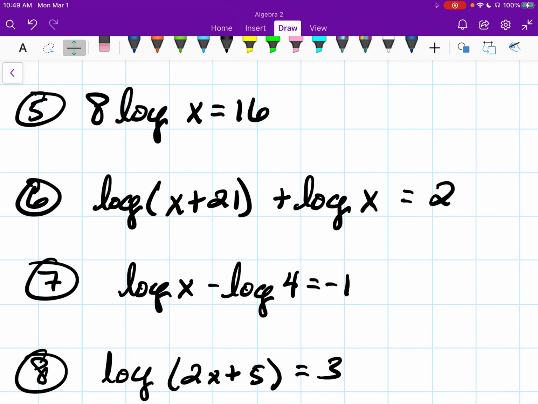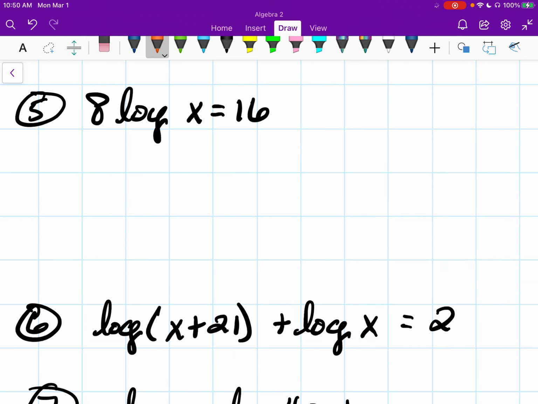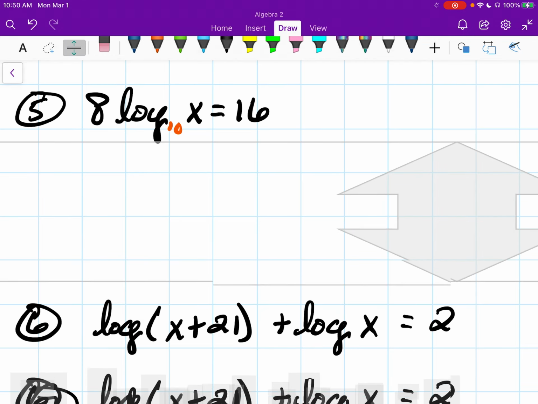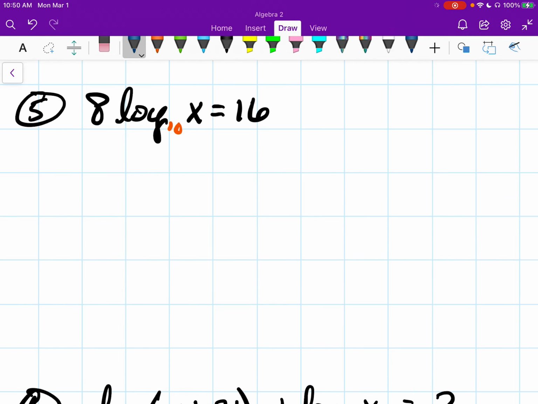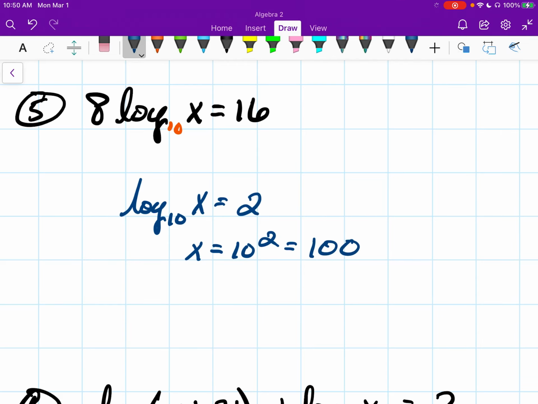Number 5. So we have 8 log base 10 of x equals 16. I'm going to divide by 8 on both sides to get my log by itself. So I divide by 8 and I get log base 10 of x is, well, 16 over 8 is 2. So whenever I convert to exponential form, I get x is 10 squared, which is 100. Nice and easy.